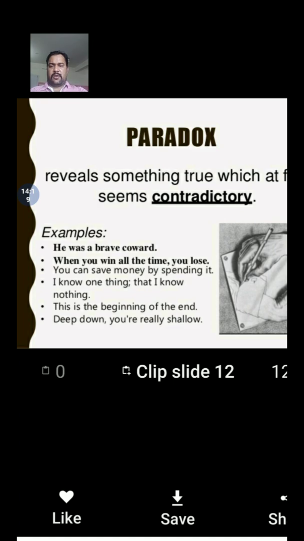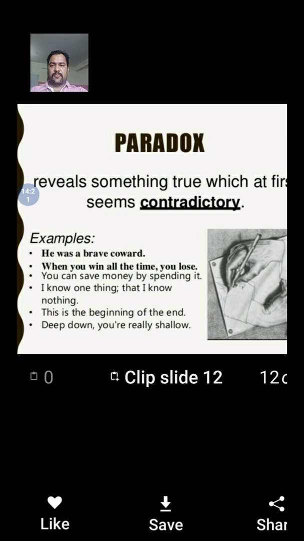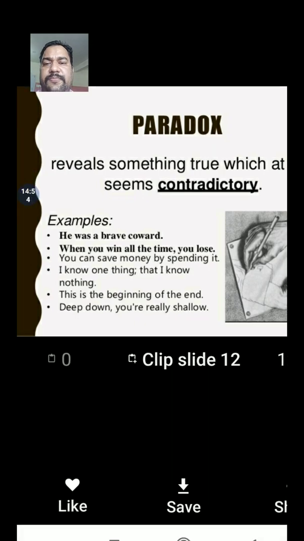When you win all the time, you lose. You can save money by spending it. I know one thing, that I know nothing. So you might see that the words are contradictory, but they are true. This is the beginning of the end. Deep down, you are really shallow. So all these are the examples of paradox.